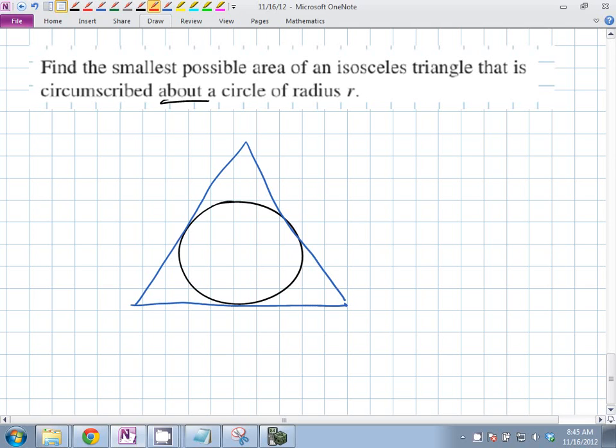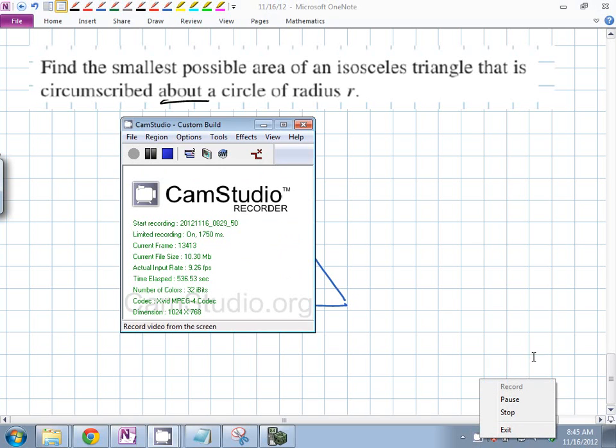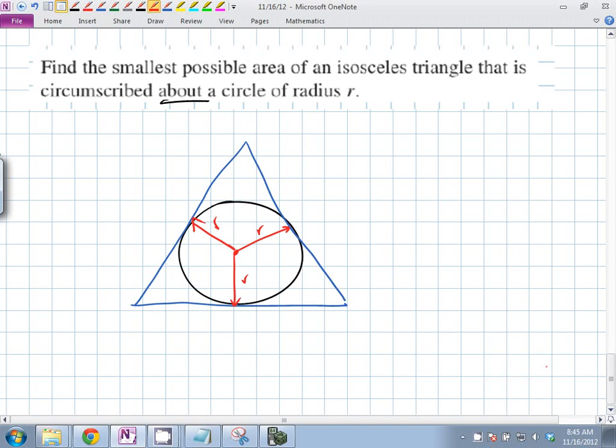So what do we know? What's the distance from here to here? R. From here to here. Let's just draw some stuff in here. R. And it says find the smallest possible area of an isosceles triangle that is circumscribed about a circle of radius r. So what do we need to write here? We need to write an equation for the area of the triangle in terms of r.